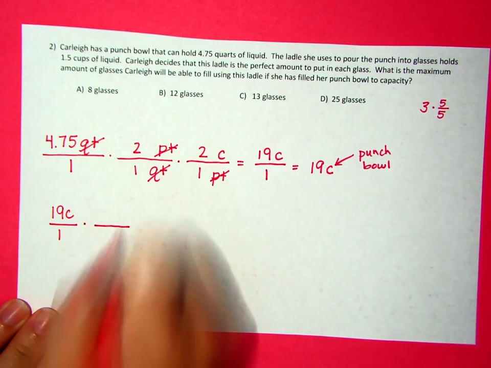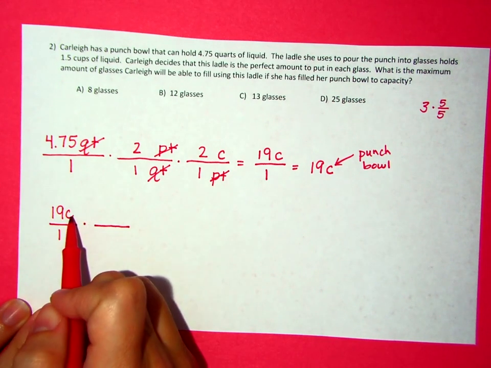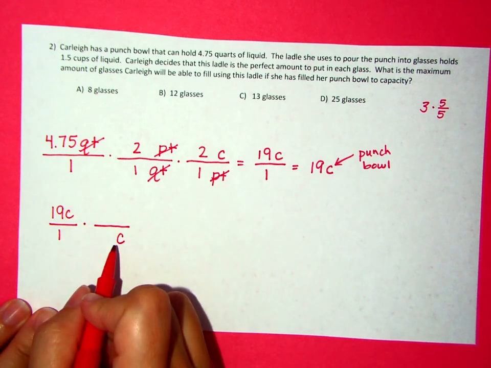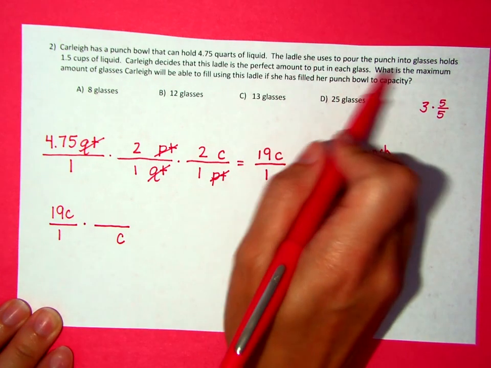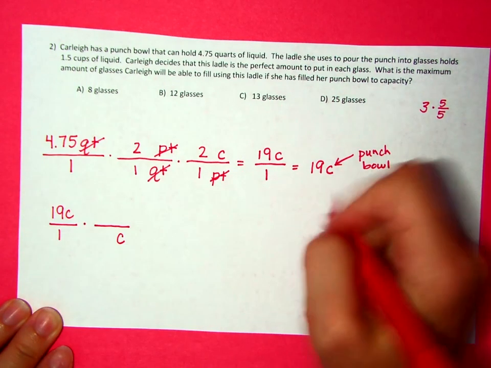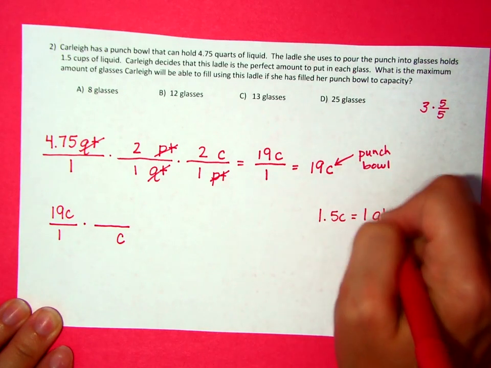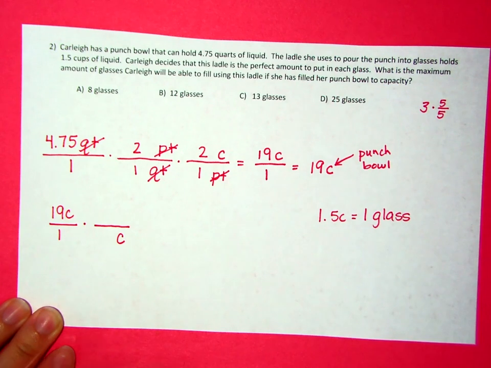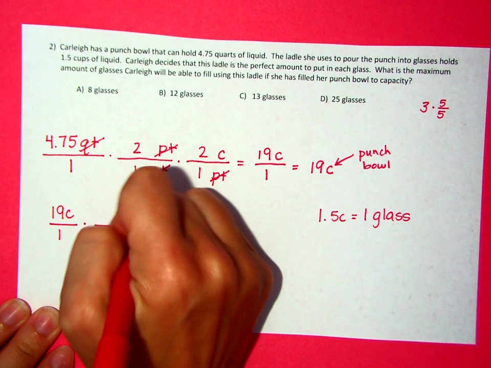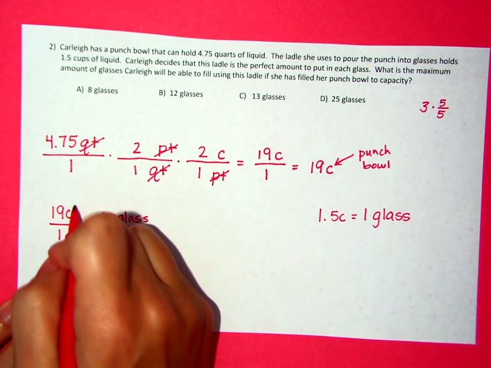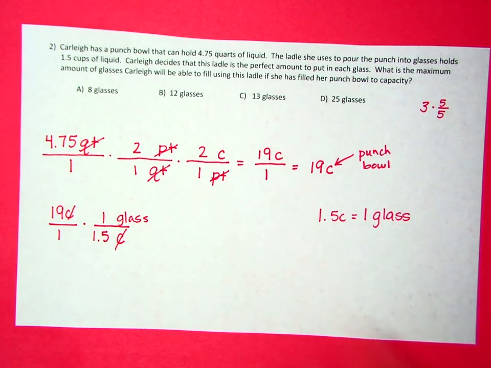And what do we want to get rid of here? Well, remember that cups is on the top, so we've got to move it, so it's going to go into the denominator. Now, what can we go from cups to in this problem? Well, her ladle she uses to pour into the glasses is 1.5 cups of liquid. So we have 1.5 cups is equal to 1 glass that she's going to fill because she thinks this is the perfect amount. That's my conversion unit right there. I can go from cups to a glass, and in 1.5 cups, I can have 1 glass. Now let's cancel out those cups, and I have the exact unit that I want.